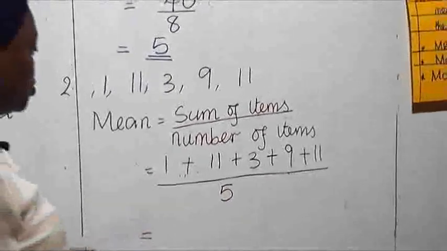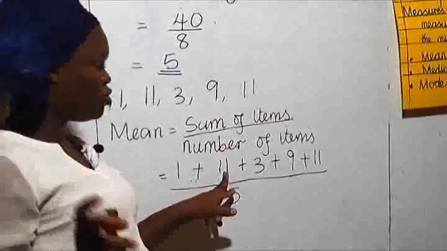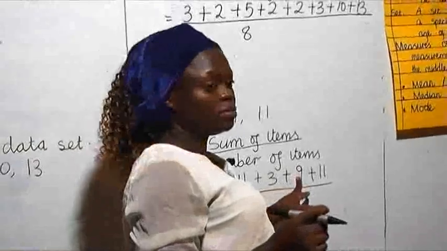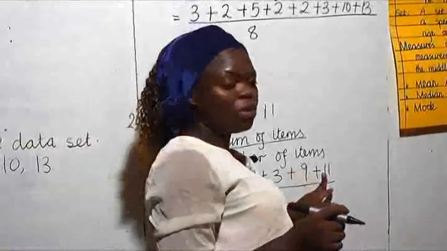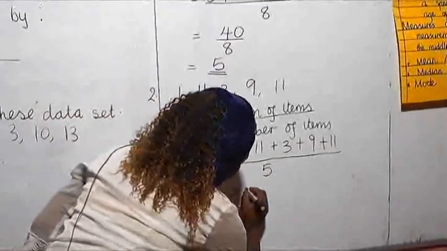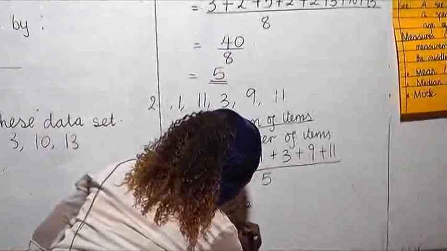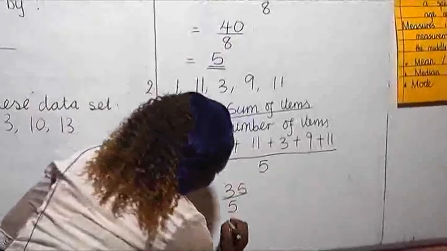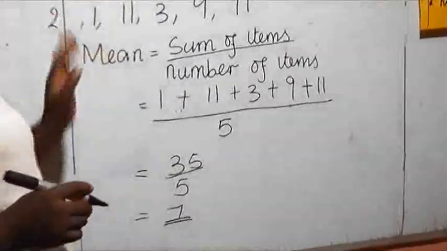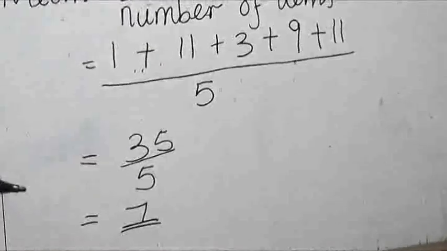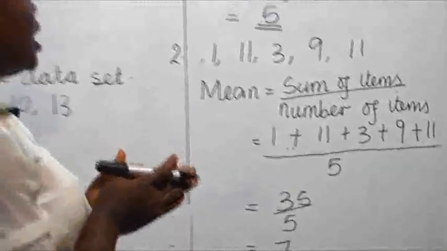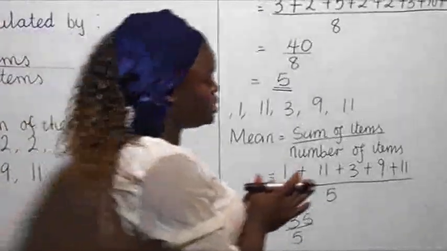Now let's do our addition. 1 plus 11, that's 12. 12 plus 3, 15. 15 plus 9, 24. 24 plus 11 will give us 35. So here we are going to have 35 divided by 5. 35 divided by 5 will give us 7. So this is the mean of the second example. Please don't forget that when you are doing addition, you count together. Addition means counting together.